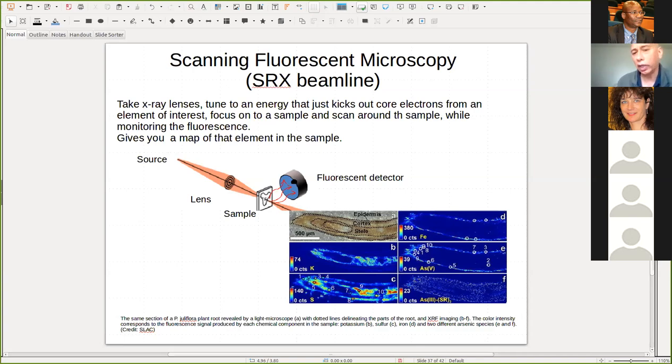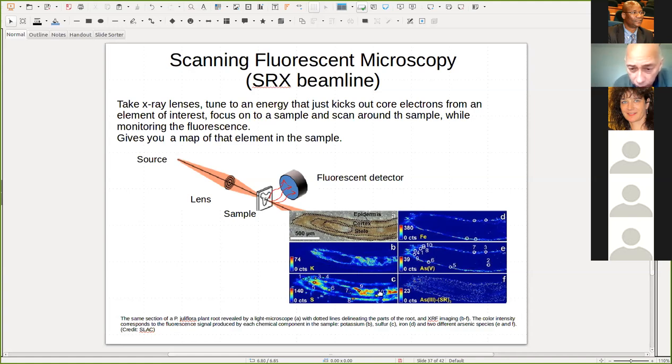And then you have a detector that's looking at the fluorescence. In fact, they measure basically all the wavelengths, as much of the wavelength spectrum as the detector will allow them to do. And then you scan through your sample. So here, I think it is a root of some plant, and they know that some elements get encapsulated in the root and some don't. So they're looking to see where the different elements stop. This is an optical microscope picture of the material, and then you do a scan.